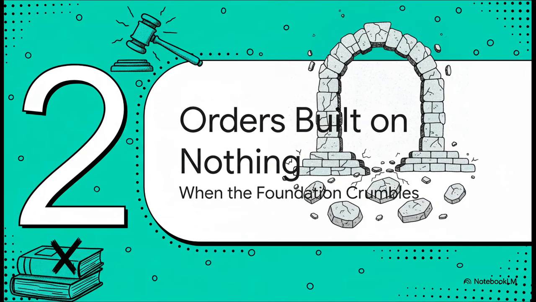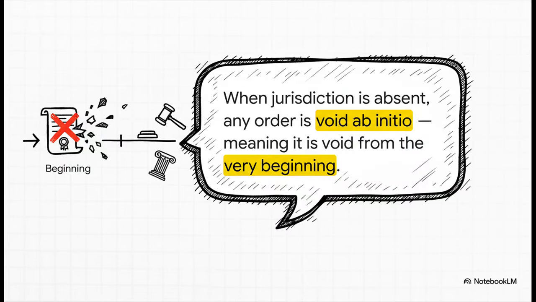So you see where this is going. If jurisdiction is the foundation of the whole building, and that foundation is missing, what happens to the building itself? What happens to all the orders and judgments that came from that court? Well, you guessed it, the entire thing just crumbles. The legal world has a fancy Latin term for this, of course. It's void ab initio. And it means exactly what it sounds like, void from the beginning. This is so important. The order wasn't valid for a little while and then went bad. No, it was a legal nothing from the very second it was created.